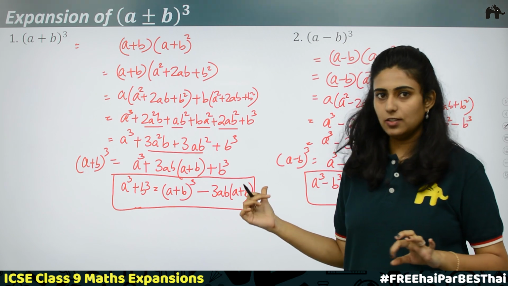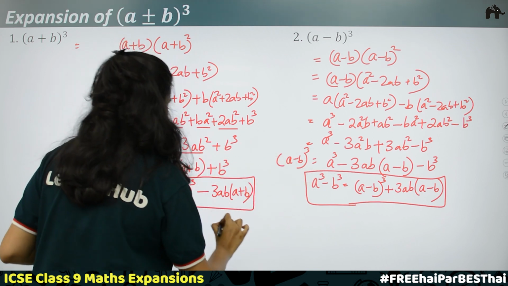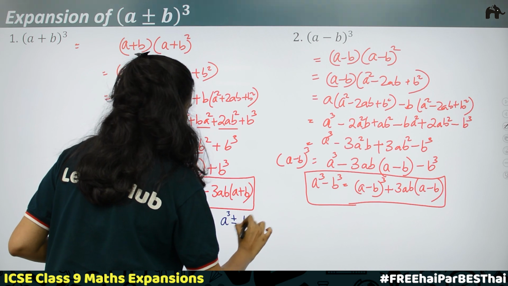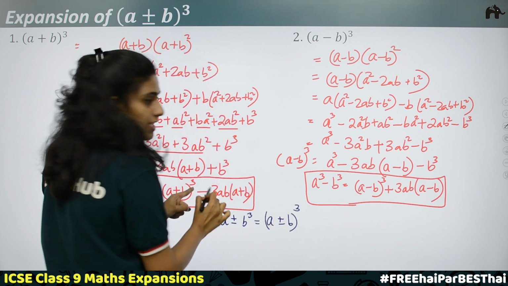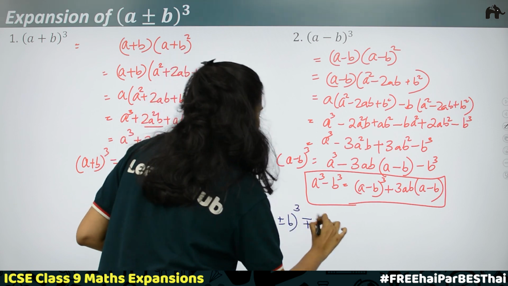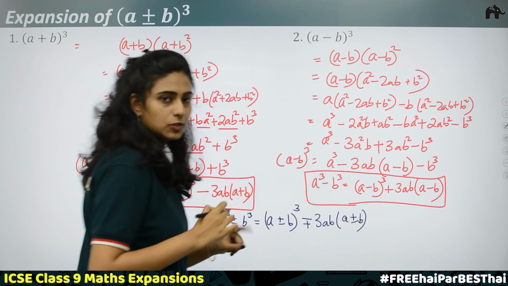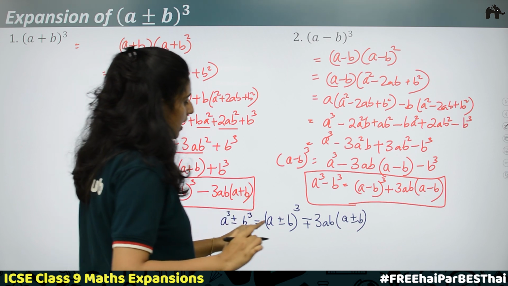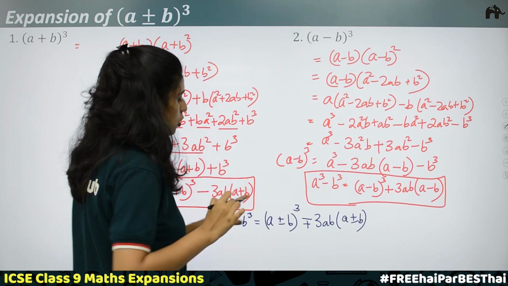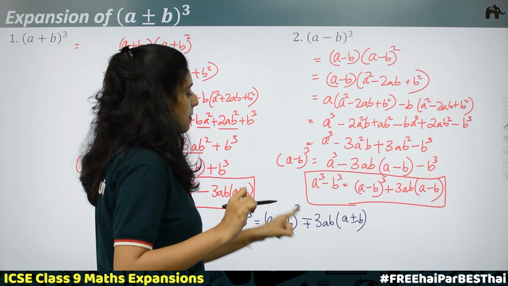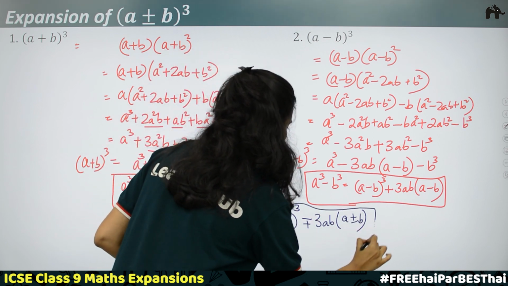Understood? So, when you combine these two results, that is a cube plus b cube and a cube minus b cube, we can write a cube plus or minus b cube is equal to (a plus or minus b) whole cube. Here it is negative sign, so it becomes minus or plus 3ab into (a plus or minus b). So, when it is positive, a cube plus b cube is (a plus b) whole cube minus 3ab into (a plus b). When it is negative, a cube minus b cube is equal to (a minus b) whole cube plus 3ab into (a minus b). So, this is your combined result.